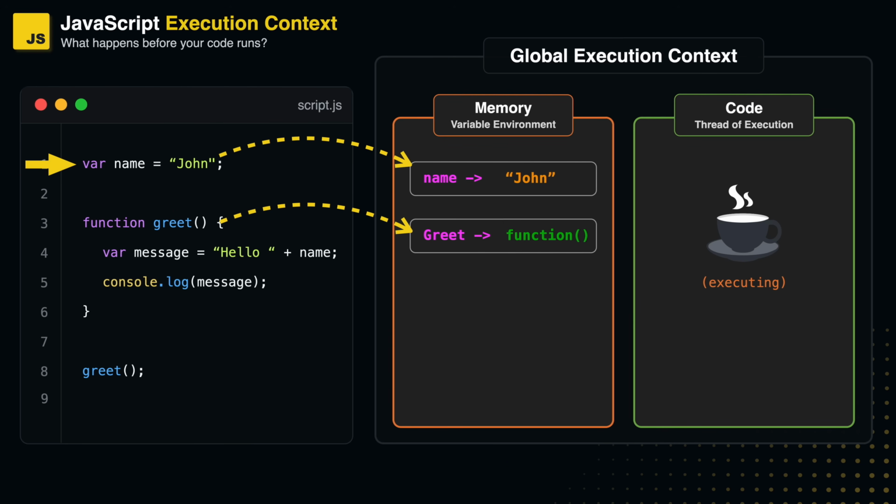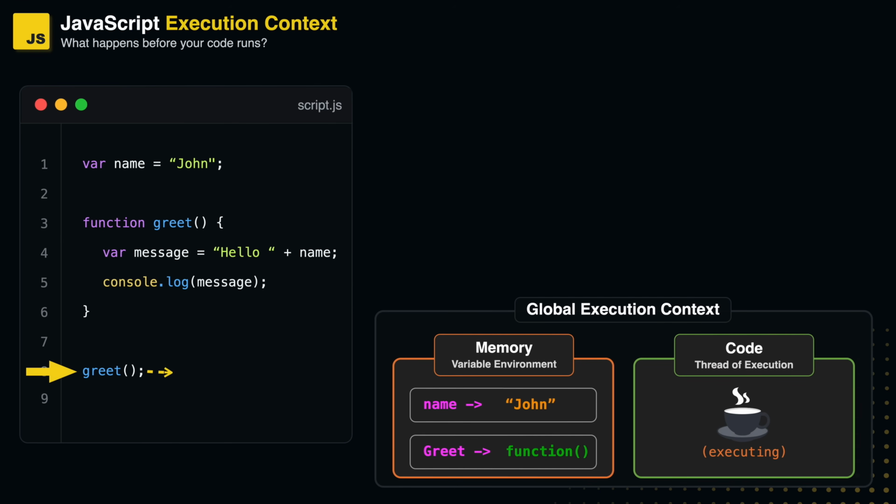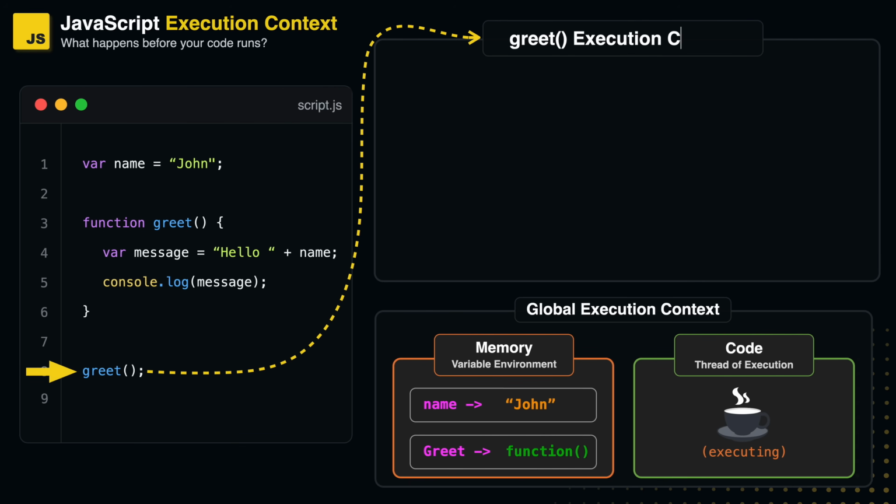Next, JavaScript reaches the function declaration. But this function was already stored in memory during the first phase, so JavaScript doesn't need to do much here. It simply moves to the next line. Then JavaScript reaches the line where the function is called. Now we are calling the function, and this is where something new happens. Whenever a function is called, JavaScript creates a brand new execution context for that function. So now JavaScript creates a new function execution context for greet.